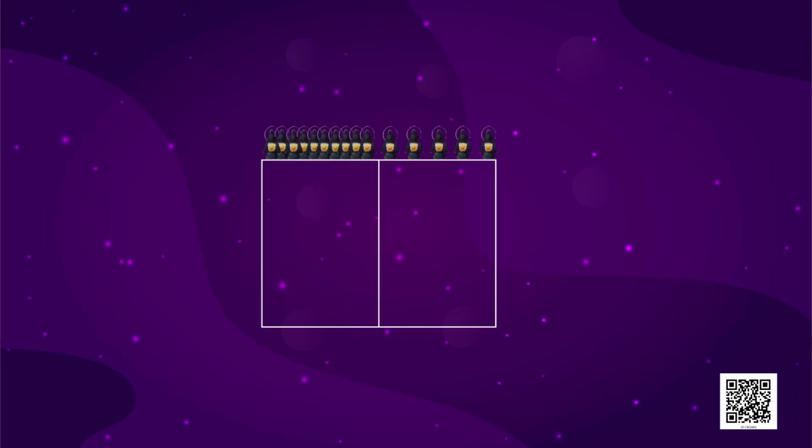Come, let's count these lanterns now. And make a 10. 1, 2, 3, 4, 5, 6, 7, 8, 9, 10. And we are left with 5 more lanterns. So 1 and 5. Now tell me which number?